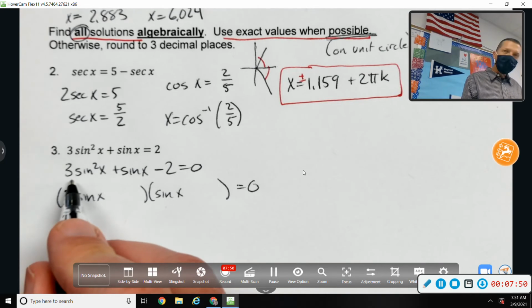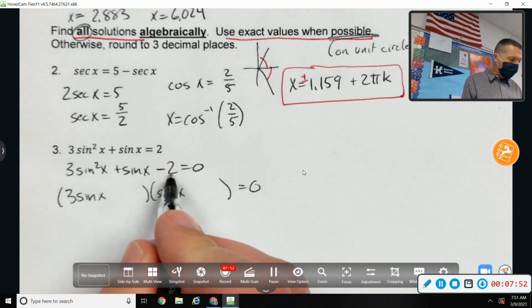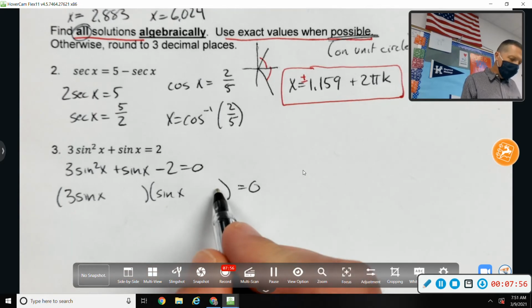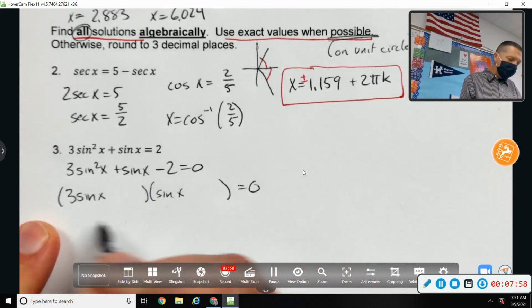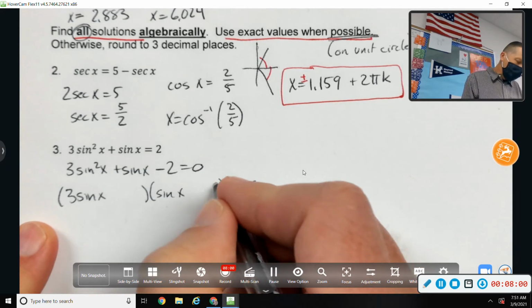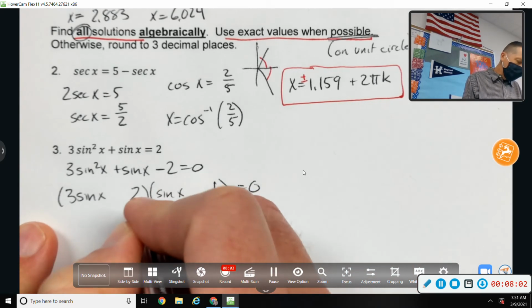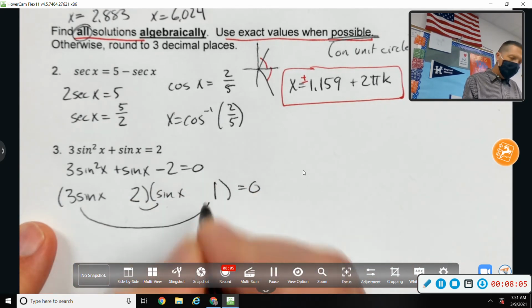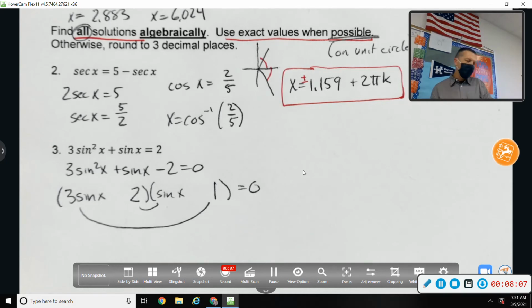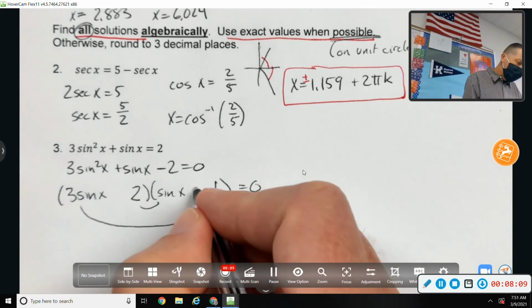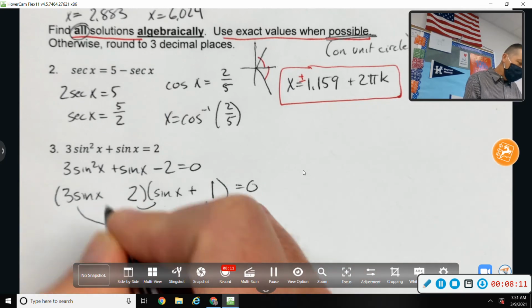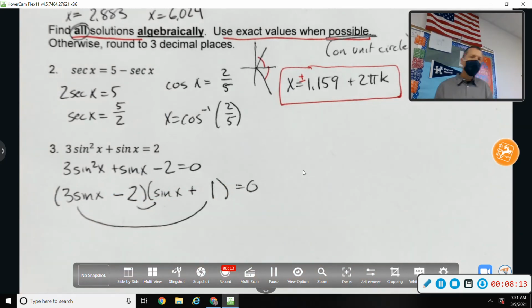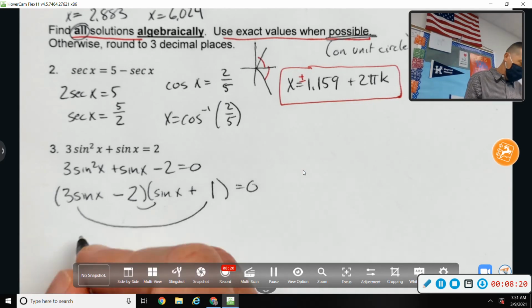It's got to be 3 and 1. It's got to be 2 and 1. It's just a matter of where the 2 and the 1 go. I don't want the 2 across from the 3 because that would make 6. So let's put the 1 across from the 3 and the 2 across from the 1. I think I can make that add to positive 1 with a positive 3 and a minus 2. So factoring. A lot of factoring on the test. I think you're good at factoring by now.